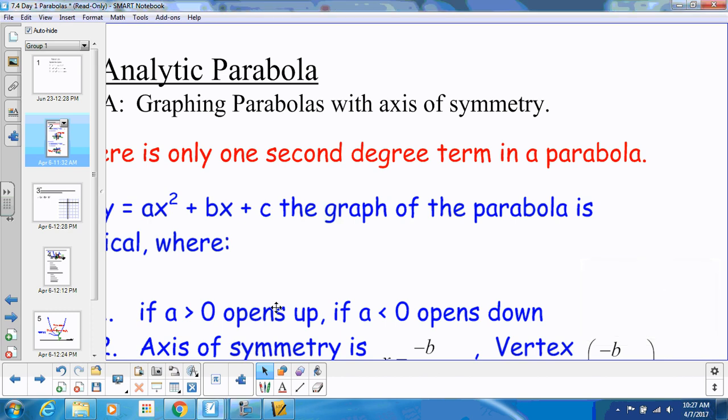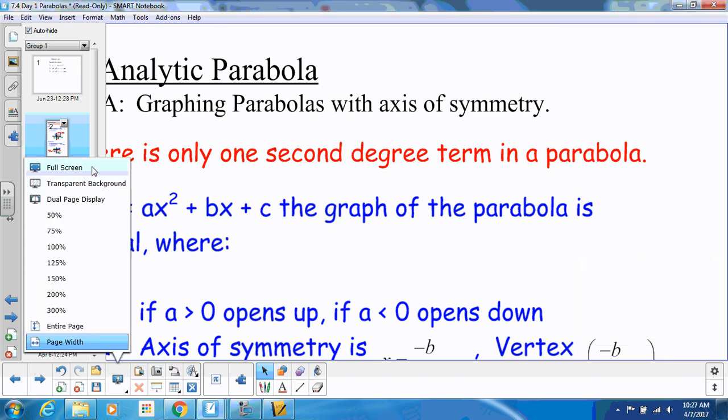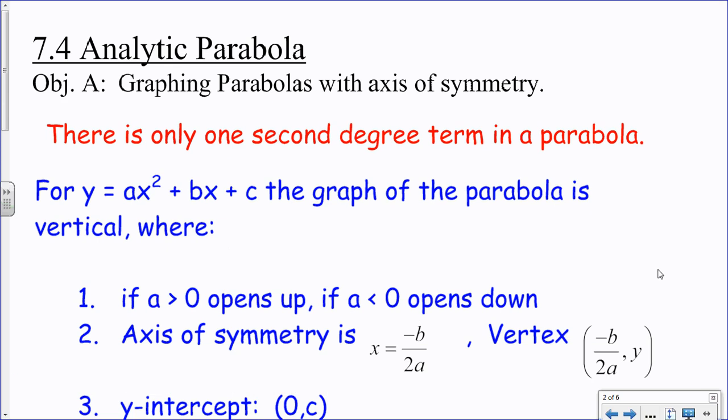So 7-4 is about parabolas. Parabolas are the fourth conic section we're looking at. They are a little different than the circle, ellipse, and hyperbola because they have only one second degree term, only one squared term. It'll either be x squared or y squared, not both.